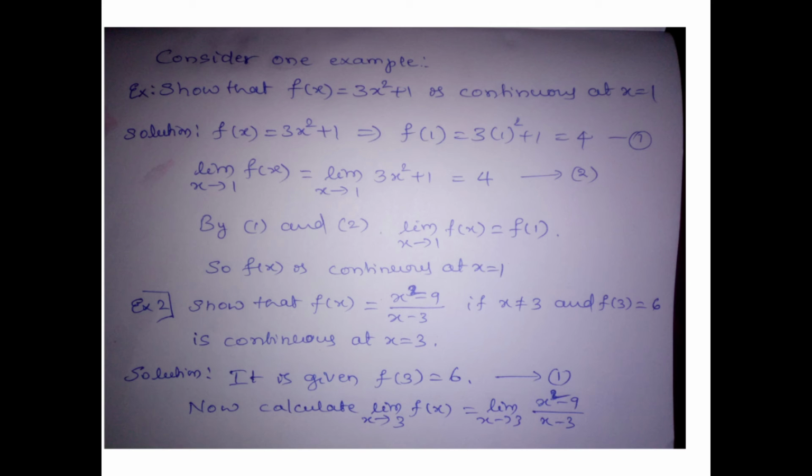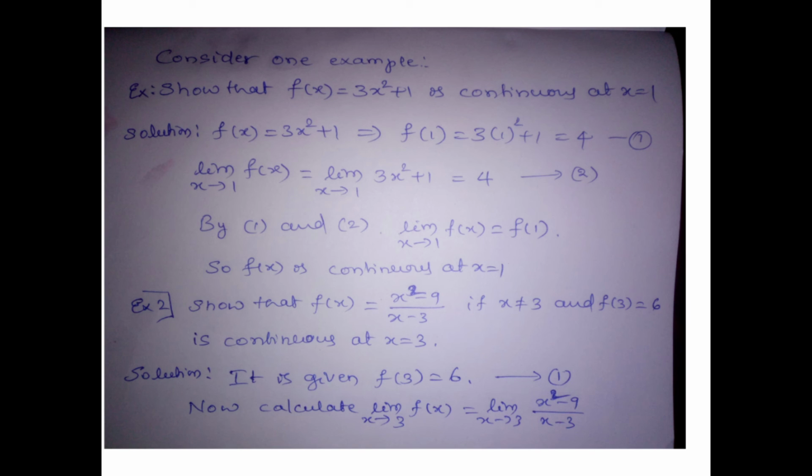In the second example, we will be considering a rational function. Let us take the given function as f(x) equal to (x squared minus 9) divided by (x minus 3) wherever x is not equal to 3, and f(3) is equal to 6. It is given that f(3) is 6, so there is no need to calculate the value of the function at x equal to 3 once again. We need only to test the continuity of the function at x equal to 3. So let us write f(3) equal to 6 as the first equation.